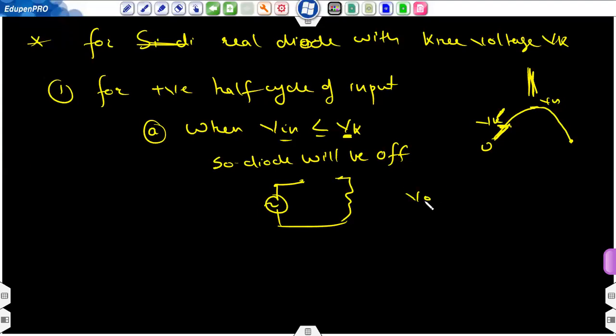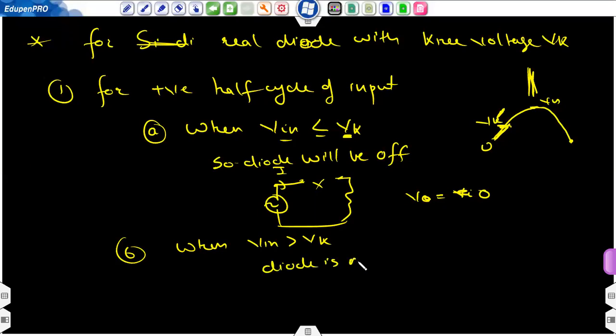So V0 is equal to 0. No current will flow. Open circuit, broken circuit, so V0 is equal to 0. Case B, when Vin is greater than Vk, your diode will be in the on state. So replace your diode with a voltage source Vk, like this. Then the resistance, plus minus, this is ground, this is the external resistance R, plus minus Vk.